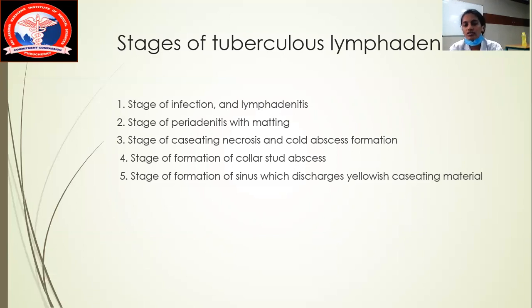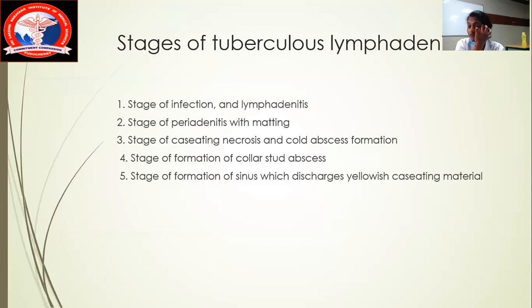The fourth stage, the most prominent stage you can start appreciating, is the collar stud abscess. If you see a collar stud abscess, the differential diagnosis is tuberculous lymphadenitis, which is most commonly seen in India. So once you have diagnosed it, immediately start the treatment as soon as possible. If you do not treat, what is going to be the next stage? That is the stage of formation of sinuses, which start discharging yellowish caseating material.